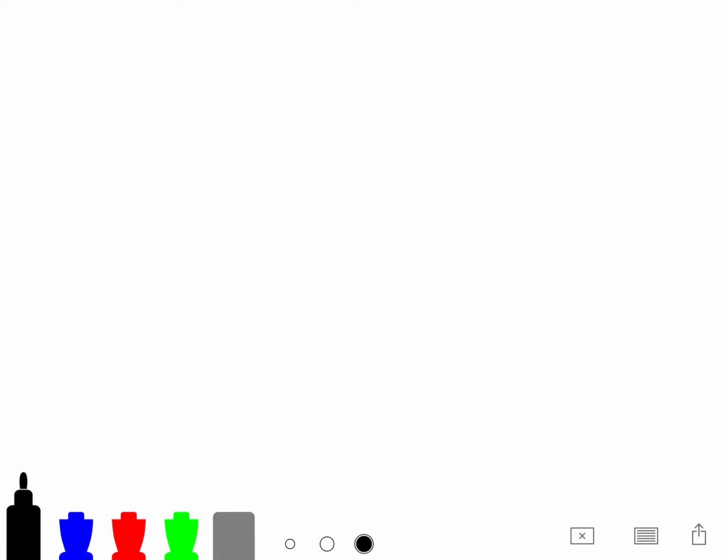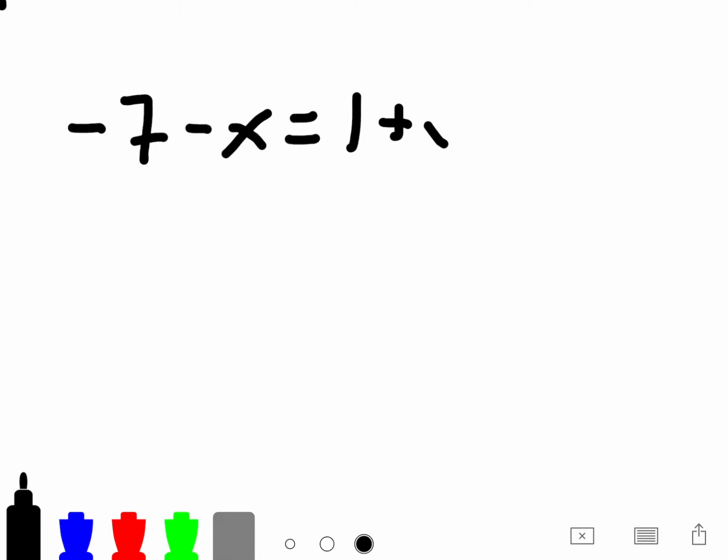Make sure that you're following along with your own pencil, paper, and calculator, and see if, once I write the problem down, you can pause it and solve it. If you can't, then go ahead and come back and we'll solve it together. So here we go. The most basic example of having variables on both sides would be something like negative 7 minus x equals 1 plus x.